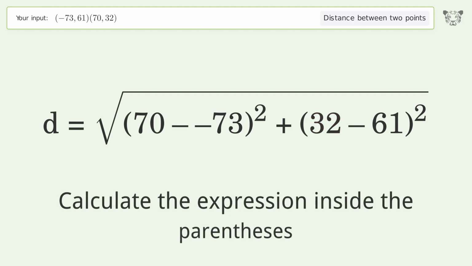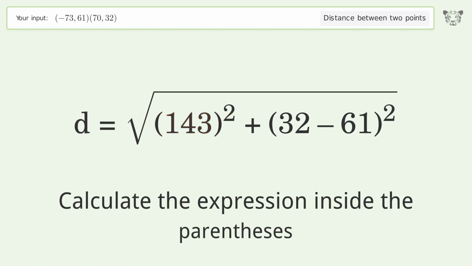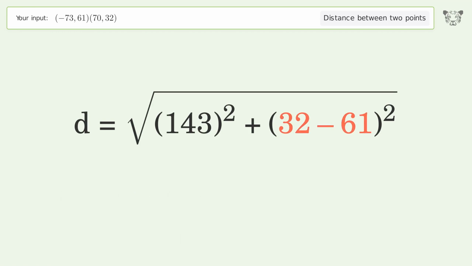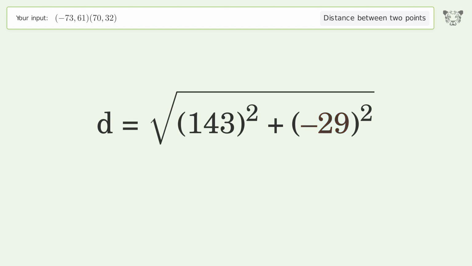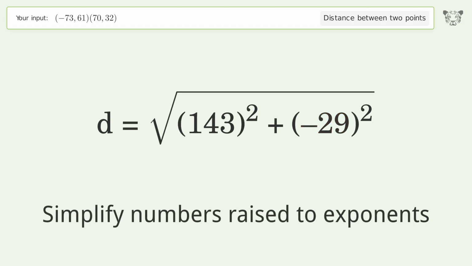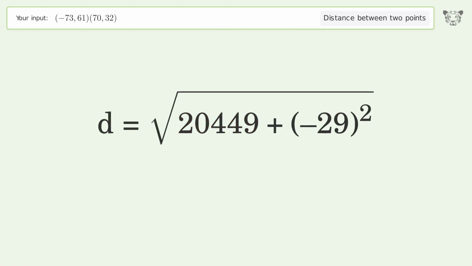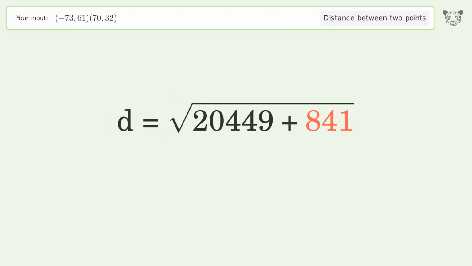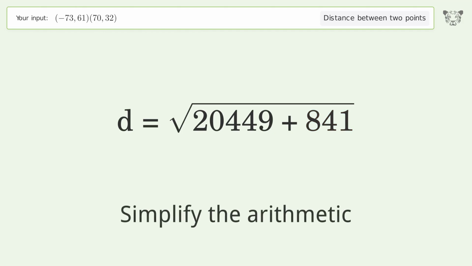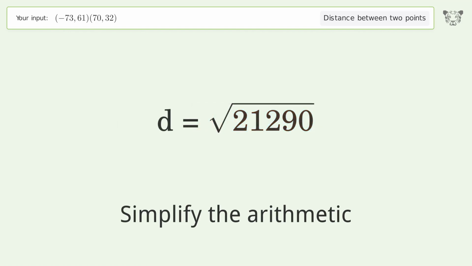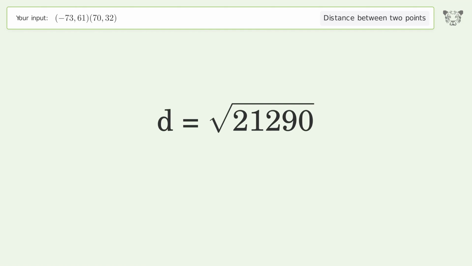Calculate the expression inside the parentheses. Simplify numbers raised to exponents. Simplify the arithmetic. And so the distance between the 2 points is the square root of 21,290, or 145.911.